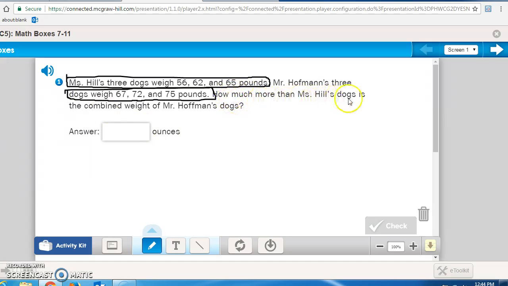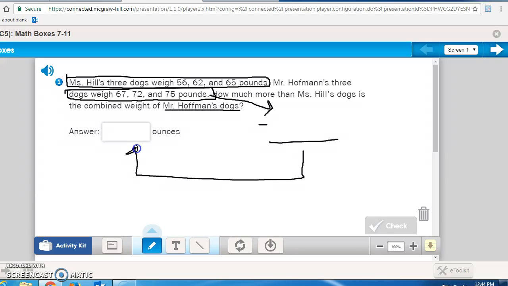And we already know by what your problem says. It says how much more than Mrs. Hill's dogs is the combined weight of Mr. Hoffman's. So we know his is going to weigh more. So this is going to be my first number, and I'm going to be subtracting Mrs. Hill's total weight. I'm going to have that in pounds, but this is asking for ounces. So there's 16 ounces in a pound, so I'm going to be multiplying to convert the pounds into ounces. Pause the recording now and figure out Math Box 1 on Math Journal, page 260.